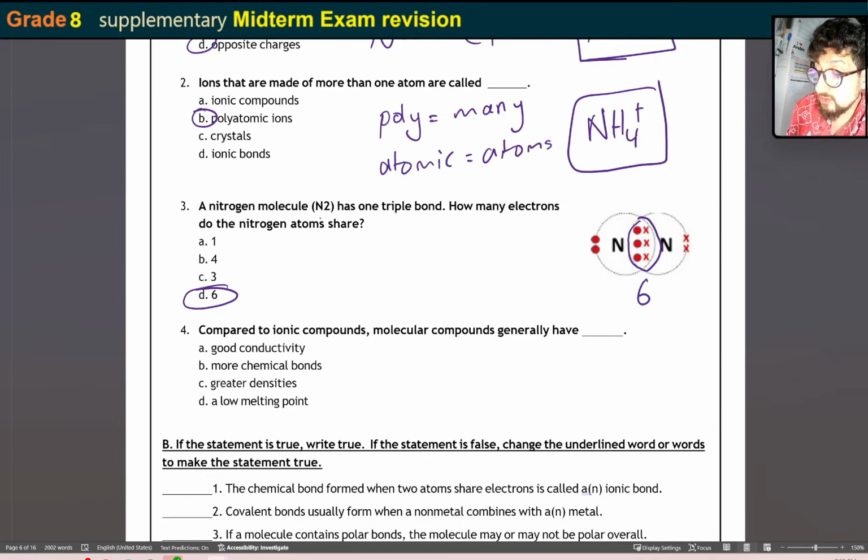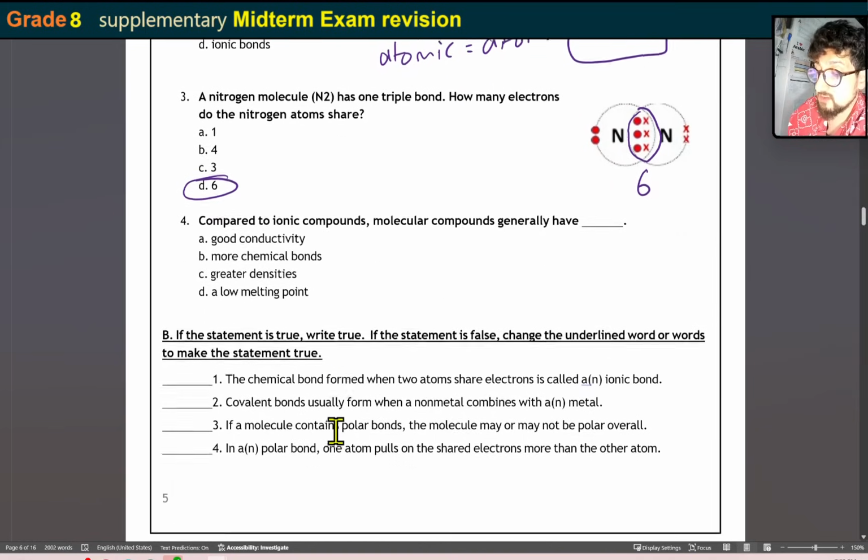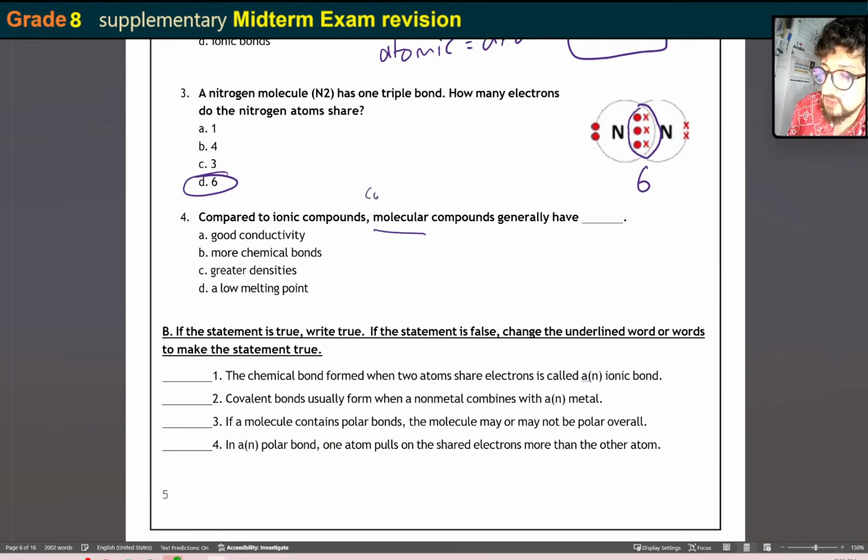So nitrogen molecule N2 has one triple bond. How many electrons do the nitrogen atoms share? So they both share 6 between them, and each one of them shares 3. Okay. Compared to ionic compounds, molecular compounds. So the word molecular also means covalent. Molecular compounds generally have good conductivity, no. More chemical bonds, also no. Greater densities, also no. A low melting point, absolutely. Molecular compounds, things like plastics and such, tend to melt quite easily, so they have lower melting points.